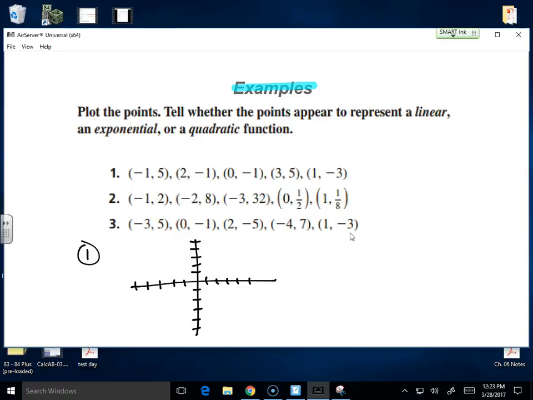Did you already get it? Yeah. -1, 5. I see you. You put little check marks. 2, -1. Got that. 0, -1. Okay, sometimes I already see it. 3, 5. 1, 2, 3. Right. 1, -3.